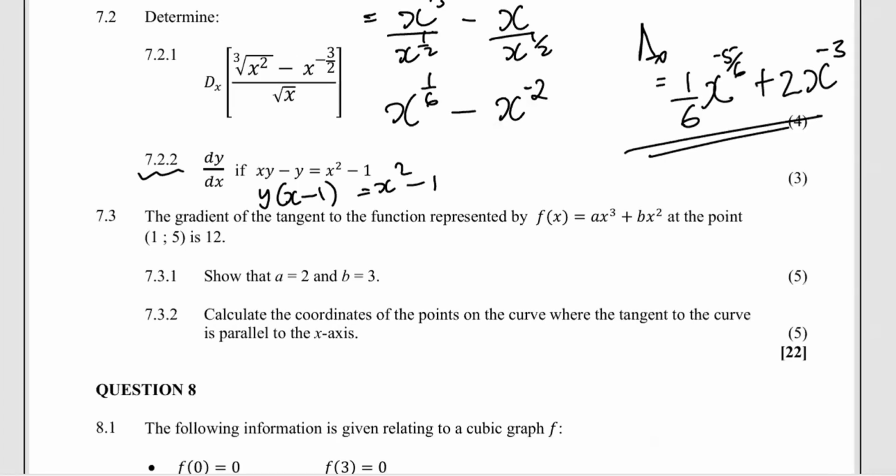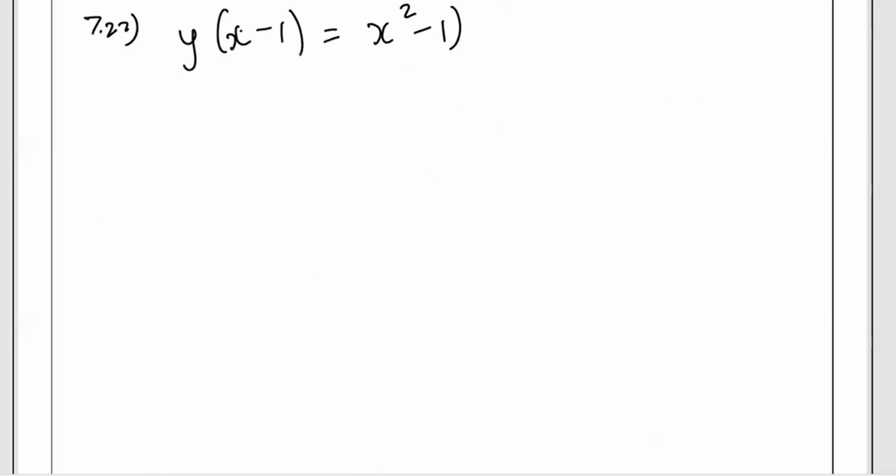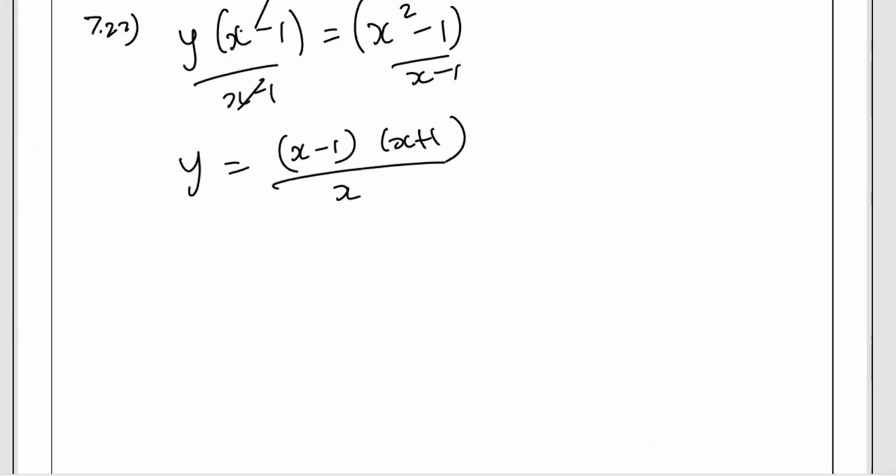So this is 7.2. y times (x minus 1) is equal to x squared minus 1. Divide both sides by x minus 1. This cancels that, but we know that x squared minus 1 is the same as (x minus 1)(x plus 1), and you're dividing it by x minus 1. This cancels that, meaning that the original expression is supposed to be like this.